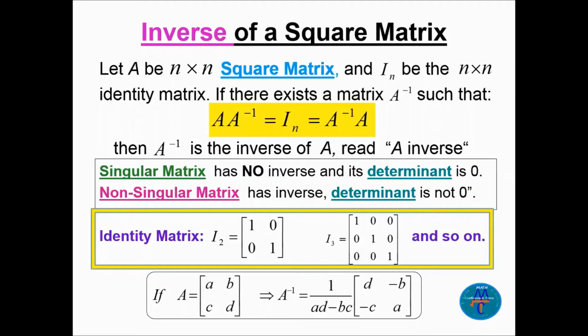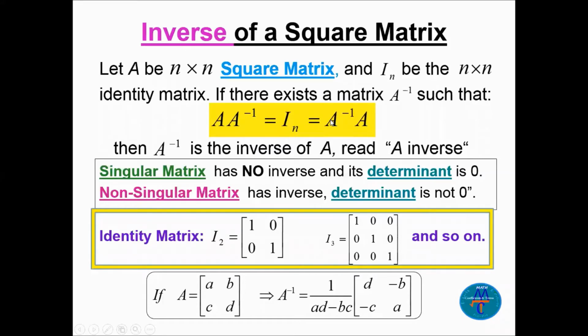Only one slide, please. So, inverse of a square matrix. To find the inverse of a matrix, if it exists, first of all, it should be a square matrix. Square matrix means n by n. So, 2 by 2, 3 by 3, 4 by 4, etc. And then we have to know the identity I. See the identity here? Identity for 2 by 2, 1, 0, 0, 1. Identity for 3 by 3, 1, 0, 0, 0, 1, 0, 0, 0, 1, and so on for 4 by 4, 5 by 5.